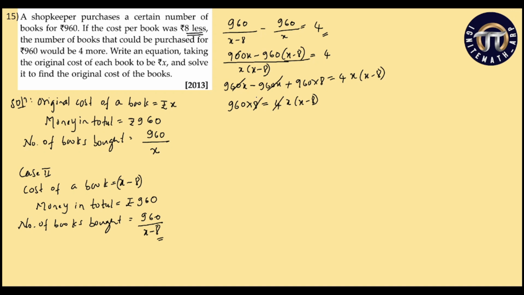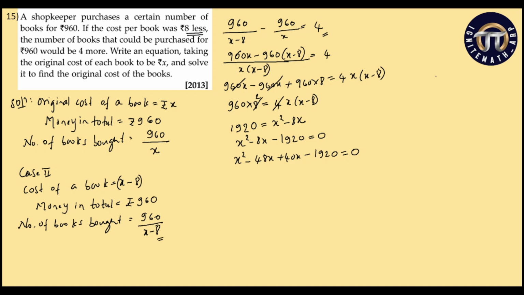So 4 ones are 4, twos can cancel. Then 2 into 960 gives 1920, which is equal to x square minus 8x. When I bring it to the standard form, x square minus 8x minus 1920 is equal to 0. Now I have to split it and factorize. So when I split it, x square minus 48x plus 40x minus 1920 is equal to 0.